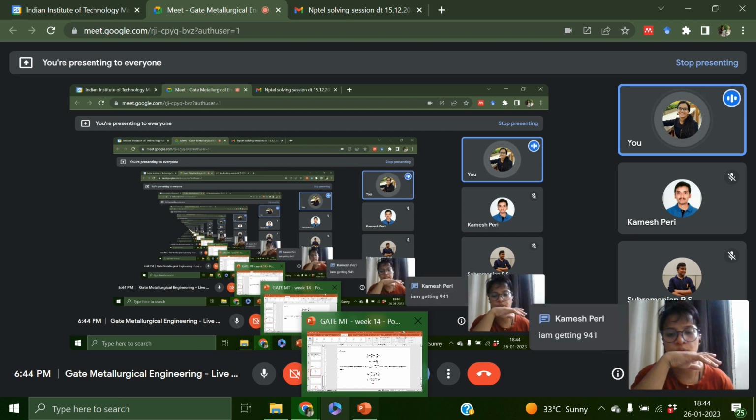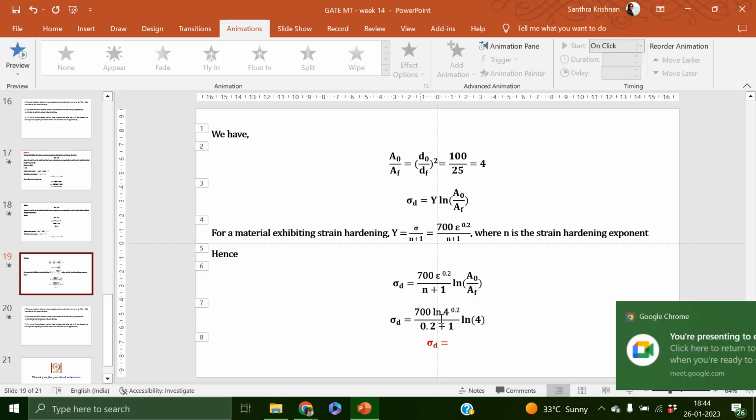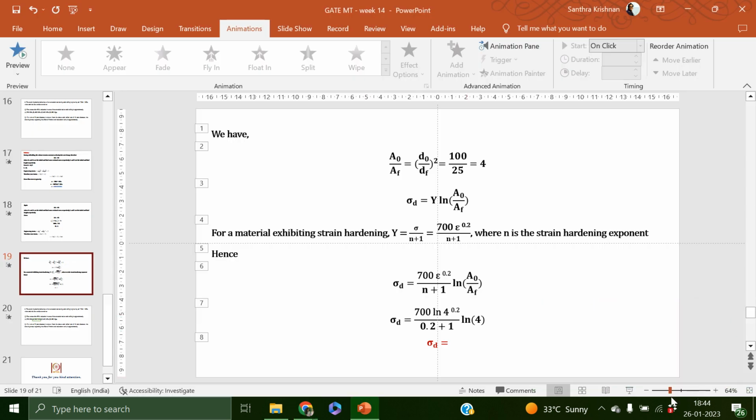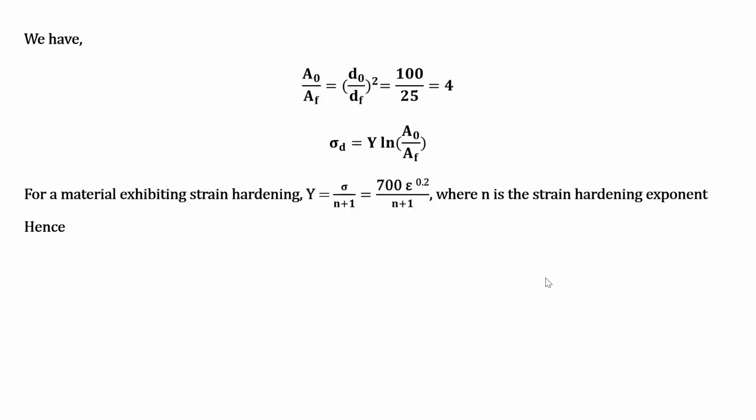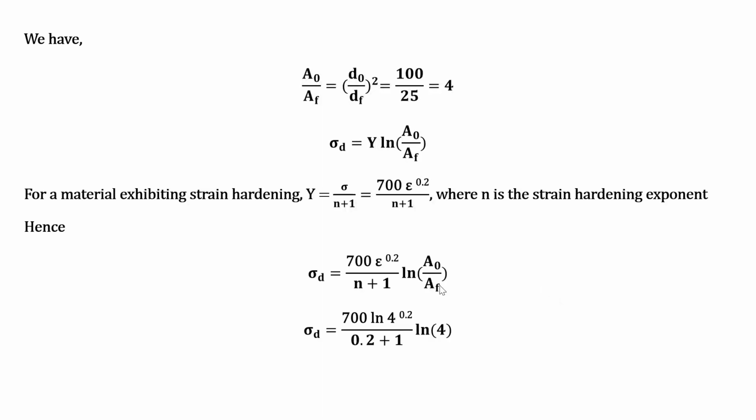I'm getting 941. Why is that? Is your substitution going on the same lines? Can you please check? 700 ln 4 power 0.2 divided by 0.2 plus 1 ln 4.